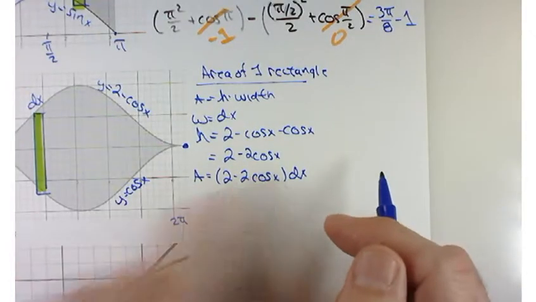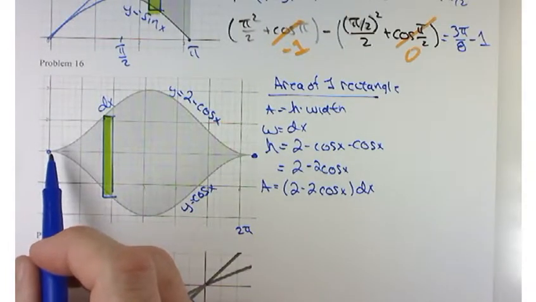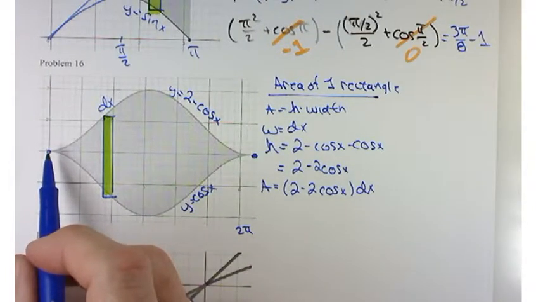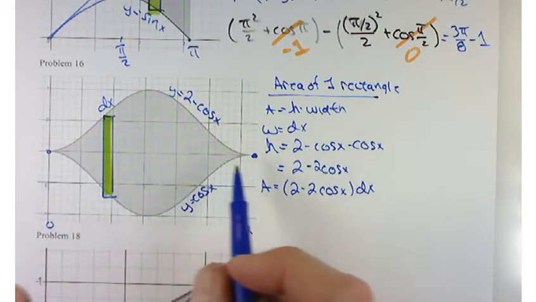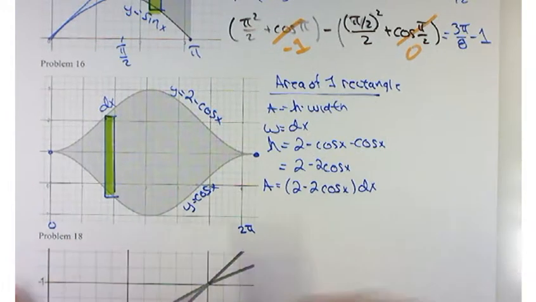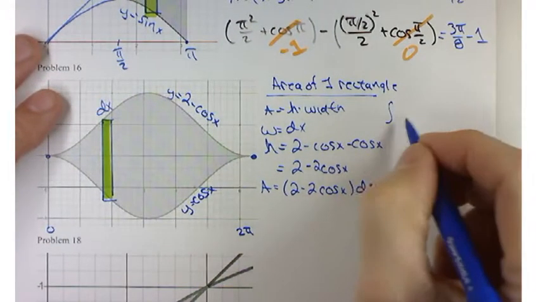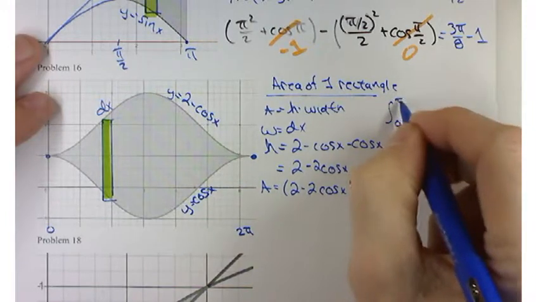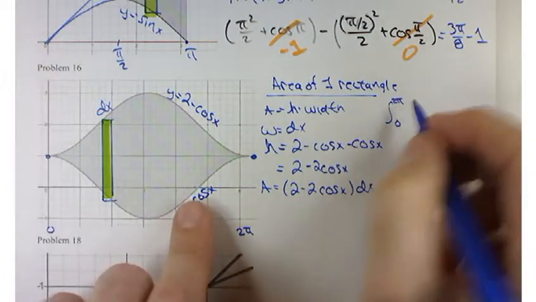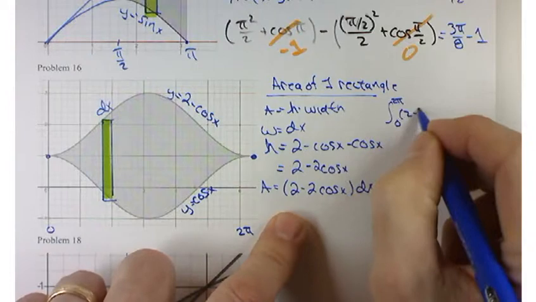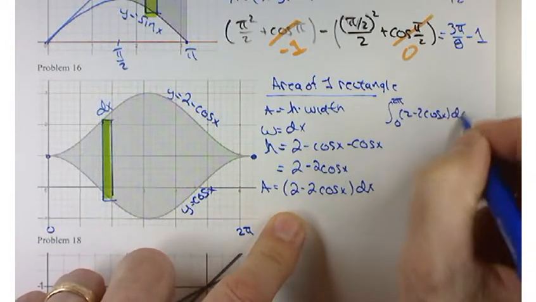This is the area of one rectangle. We have to include the area of all such rectangles. All such rectangles could start here, with one right at 0, all the way over to 2 pi. That's how you get your limits of integration: you figure out where you could draw those rectangles and still have them be part of this area. So from 0 to 2 pi of 2 minus 2 cosine of x dx.